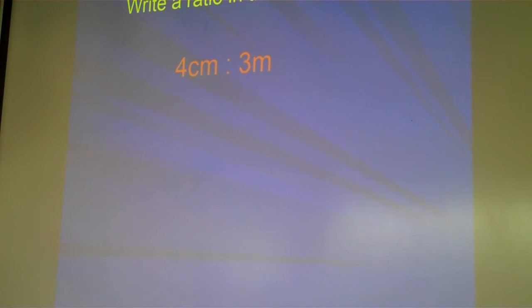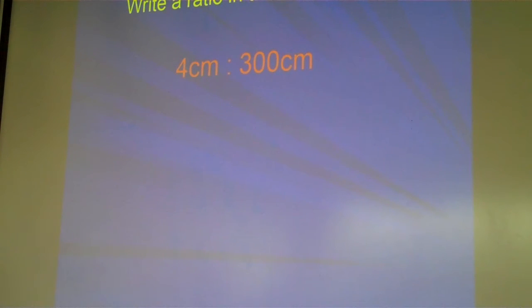So this one here, 4 centimetres to 3 metres. Okay, 2 little problems within this one. One, because you've got your 4 centimetres. Second, because you've got 3 metres. What's your problem? You need to get them both in the same measurement. Okay, so they need to be both in the same measurement.